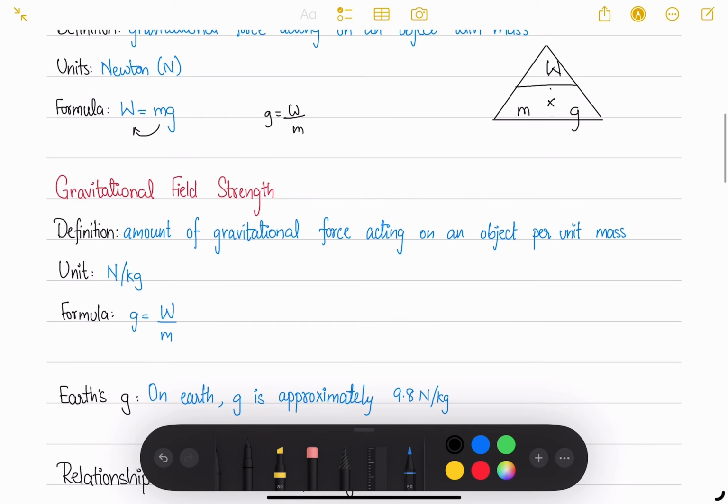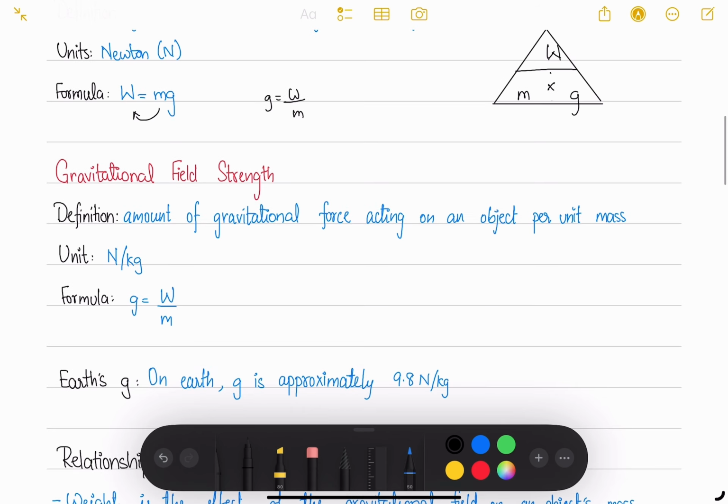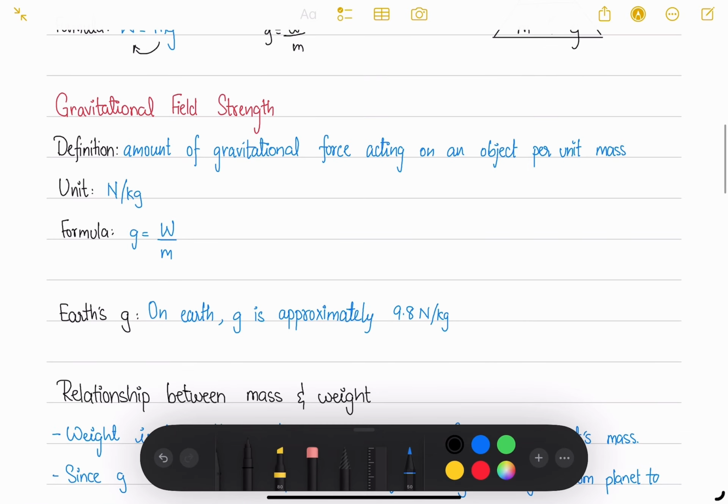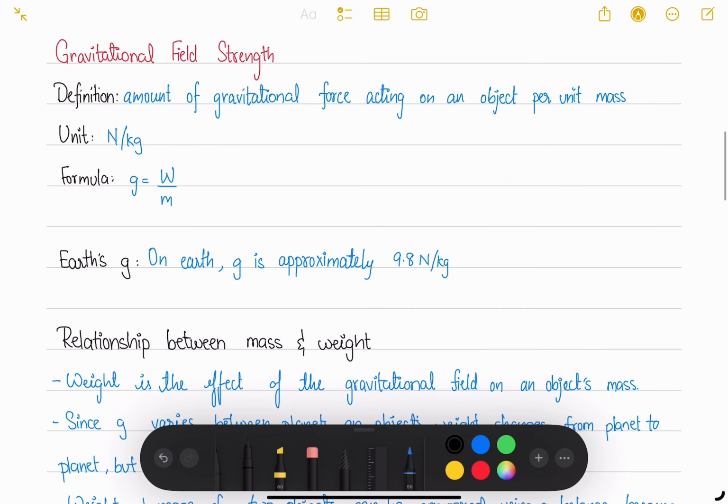Then we have the unit. I already told you, that's newton per kilogram. The Earth's gravitational field strength is approximately 9.8 newton per kg. So that's also equal to the acceleration of free fall on Earth.